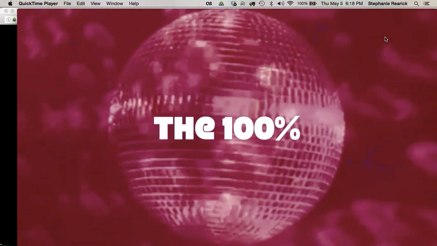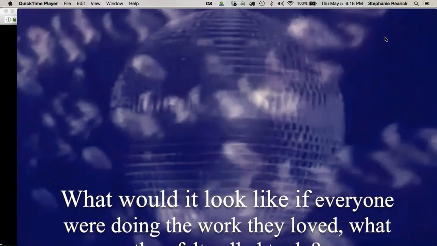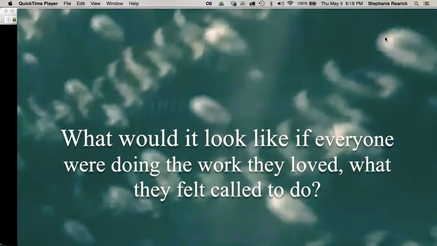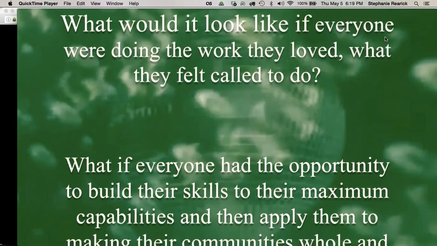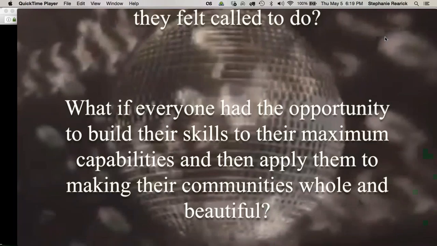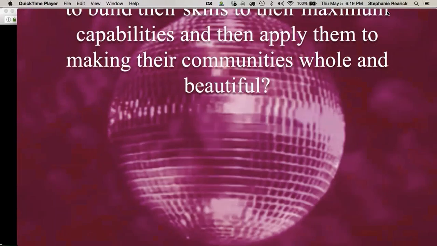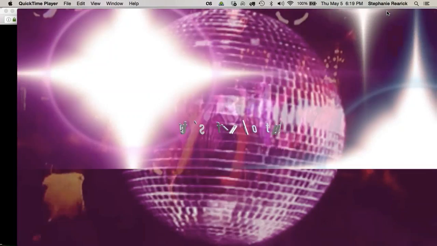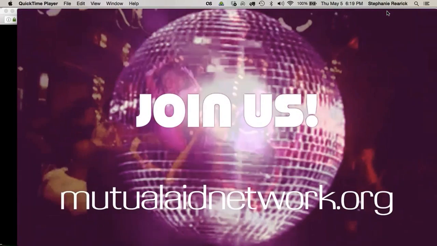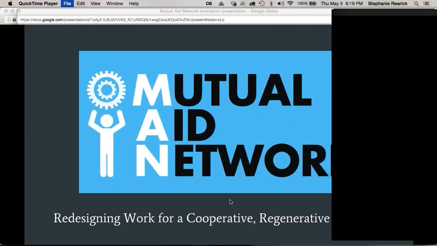The 100%. What would it look like if everyone were doing the work they loved, what they felt called to do? What if everyone had the opportunity to build their skills to their maximum capabilities and then apply them to making their communities whole and beautiful? Let's find out! Join us! Launching now around the world. Give a little money to make a lot happen. Tired?